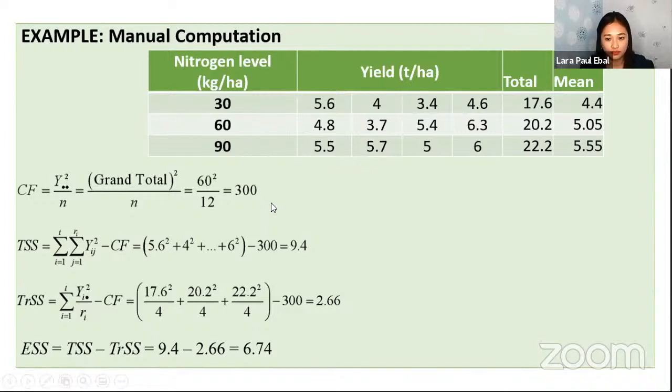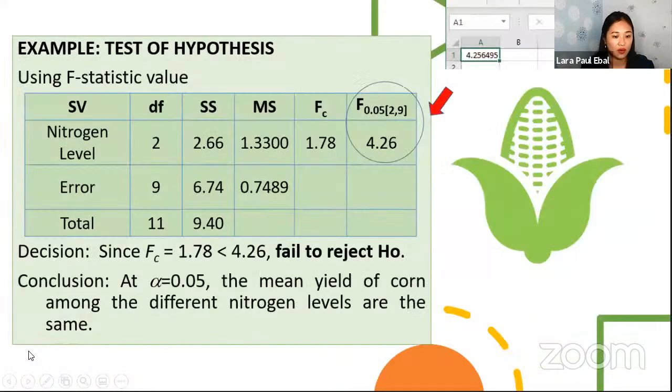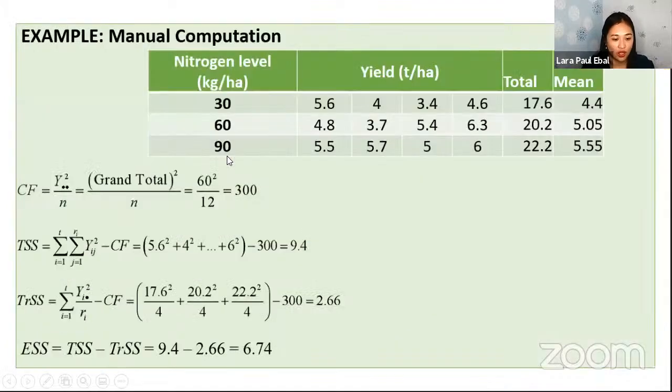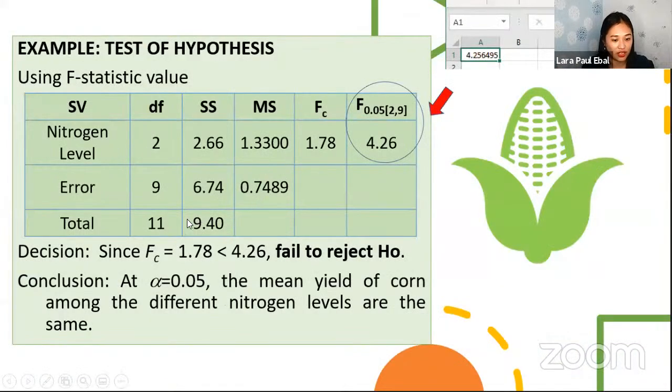Okay, so just to show you now, my correction factor, my total SS, my treatment SS, and the error SS. Okay. Now this is our ANOVA table. So we have this SS. Take note, we computed 9.4, 2.66, and then 6.74. So these values are found in the next slide. This one is the total SS, the TRSS, and the ESS. So this is divided by the degrees of freedom, then we have the mean square, and then we get the ratio, and then we get the F, and then we compare.